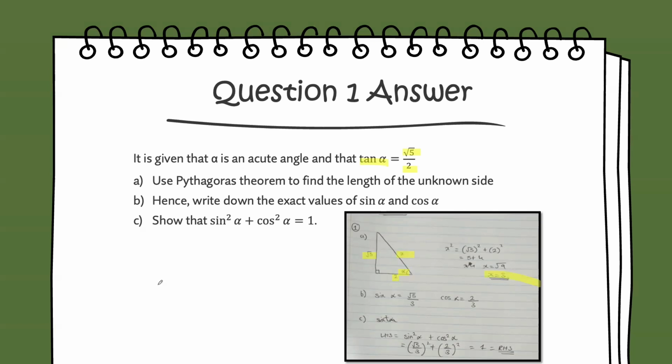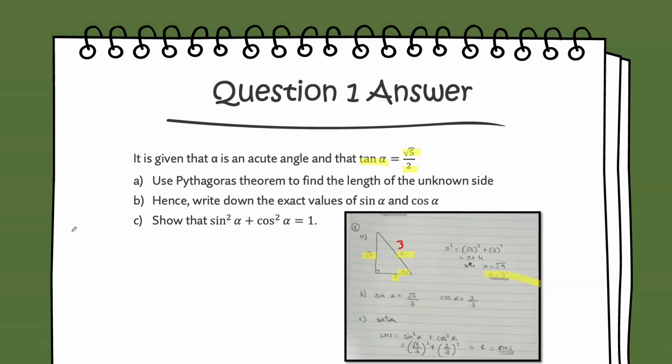So now we have all three sides here. We've got root 5, root 2, and x is equal to 3.